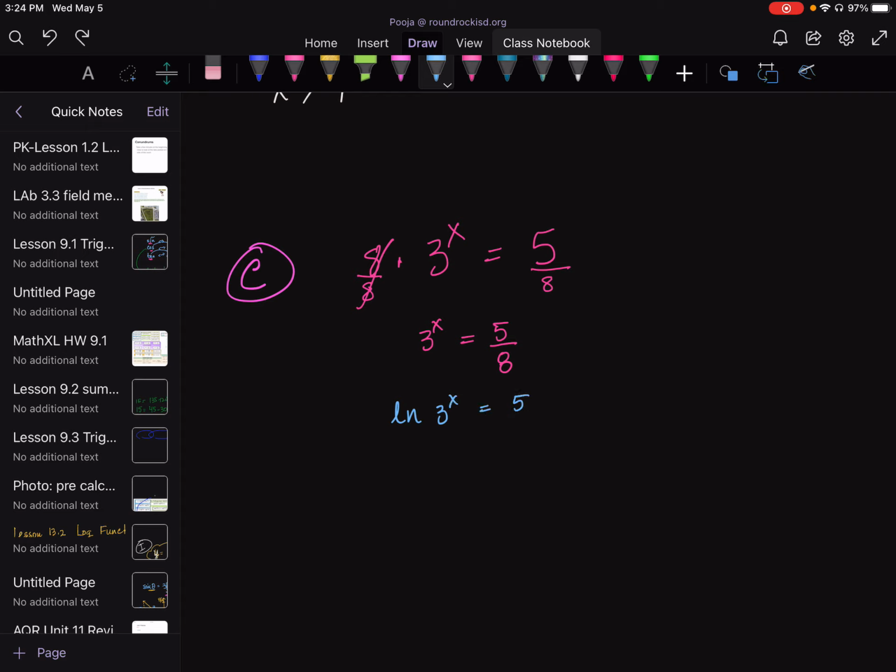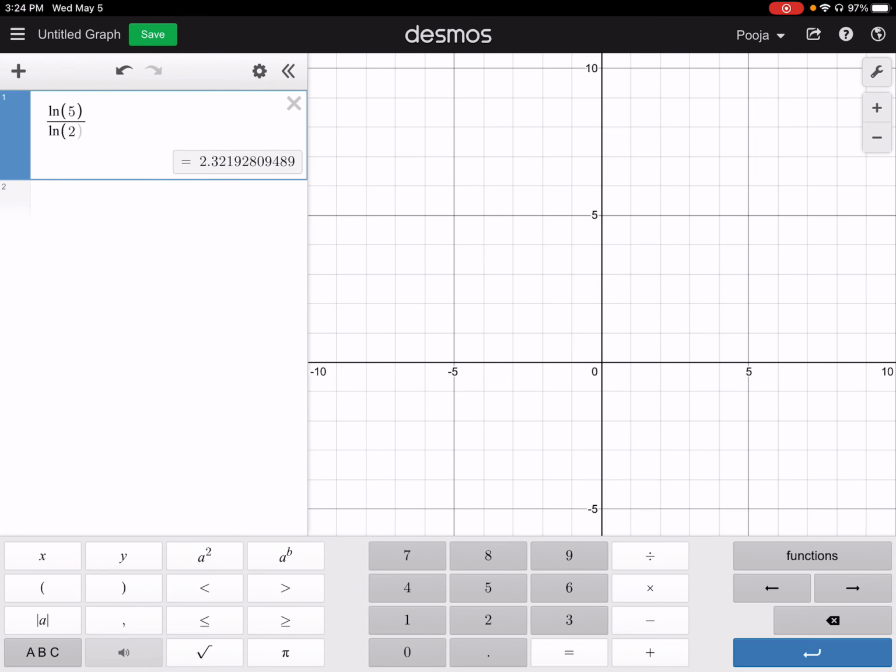Oh, I forgot to write log. Natural log 5/8. All right. Now take that x, and it can be brought as the product. x times natural log of 3 equals natural log 5/8. And divide both sides by natural log 3. X equals natural log 5/8 divided by natural log of 3. From here, calculator can take over, and I should have x. Negative 0.428.